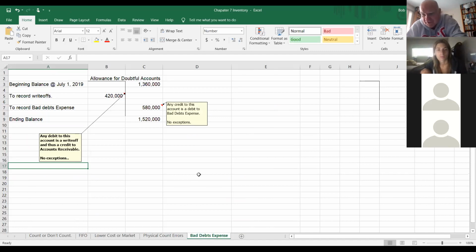Hey, real quick, back in chapter 6. What an important rule here, real quick. Any credit to the allowance account is automatically a debit to bad debts, no exceptions. Any debit to the allowance is a credit to accounts receivable, no exceptions. I don't know why that's in this chapter, but it is, okay? All right, anybody have any questions?